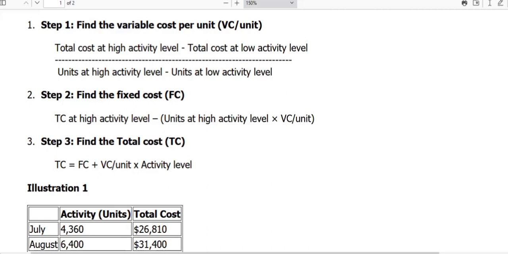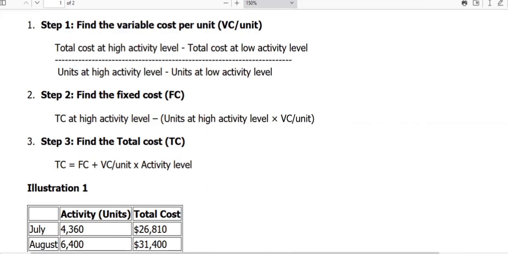You can use any of the two levels, either the highest activity level or the lowest activity level. To compute fixed costs, you simply get the total cost less the total variable costs. But remember, to compute the total variable costs, we get the units at any of the activity levels times the variable cost per unit. So we get the fixed costs by deducting the total variable costs from the total cost at any activity level.